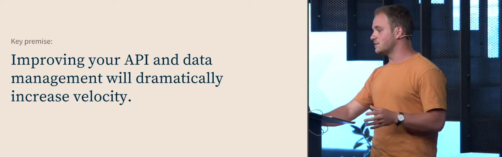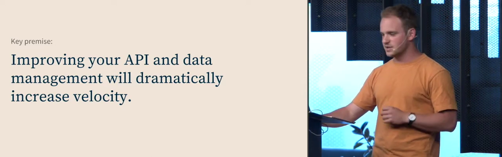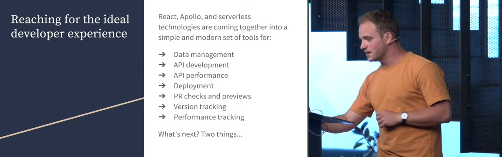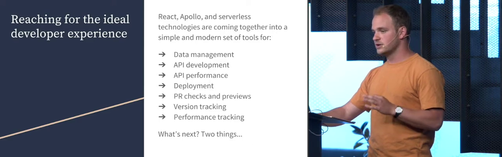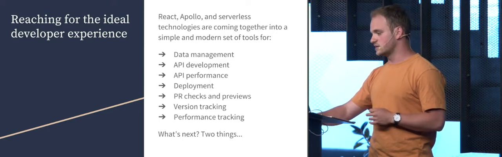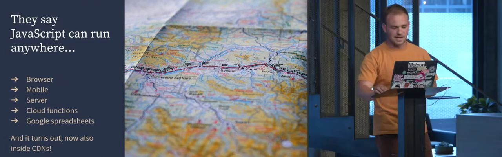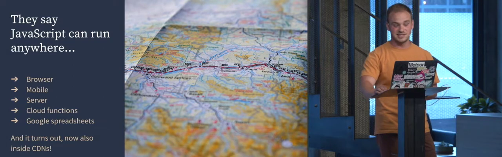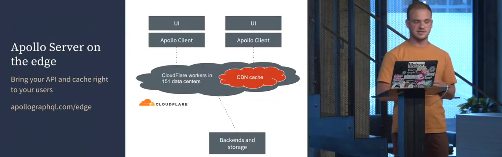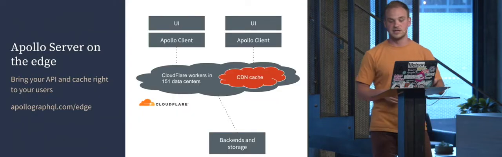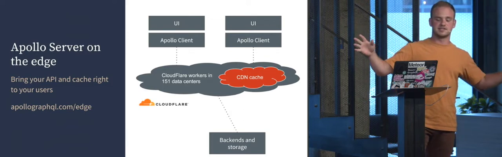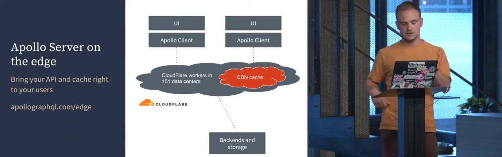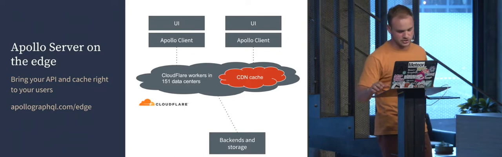I'm kind of running out of time here, so I'm going to run through the rest of this stuff really quickly. But generally, we're trying to go for an ideal developer experience. I want to show you two really quick things that we think are going to take it to the next level. One is that you can run JavaScript anywhere, and it turns out you can also run JavaScript inside CDNs now. So one of the things we're working on is the ability to run Apollo Server inside Cloudflare, so you can deploy it to 151 data centers at the same time. If you want to learn more about that, go to apollographql.com/edge.